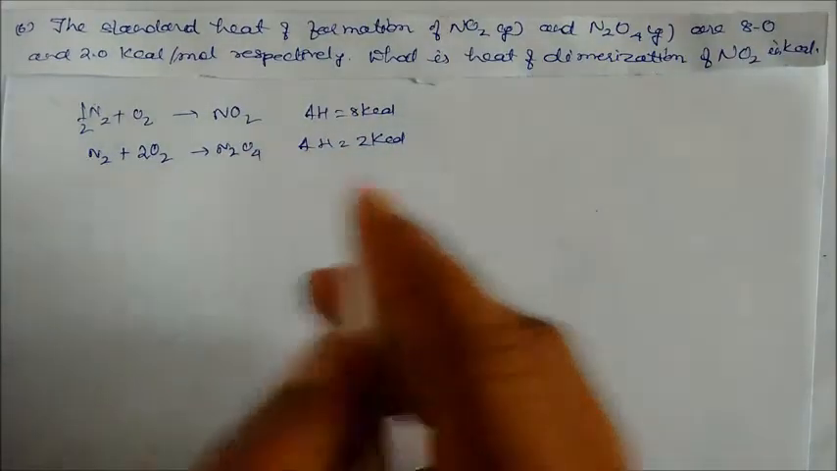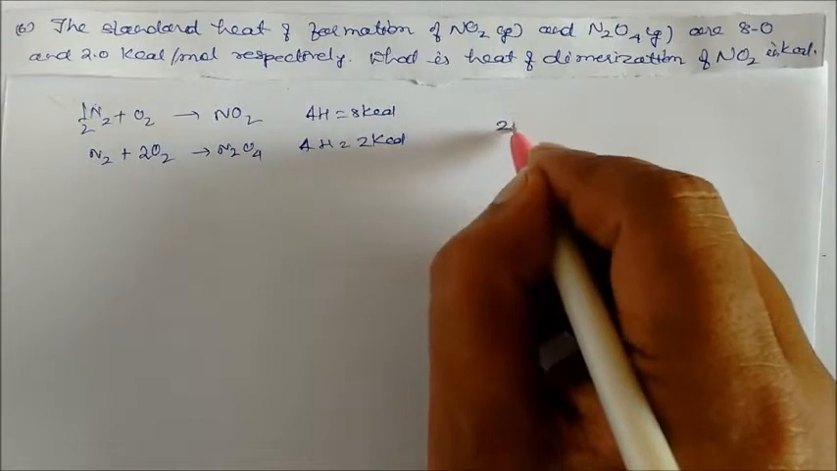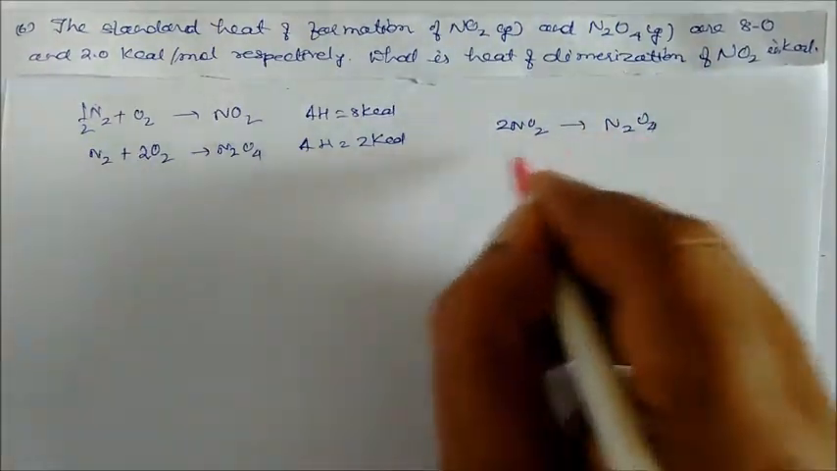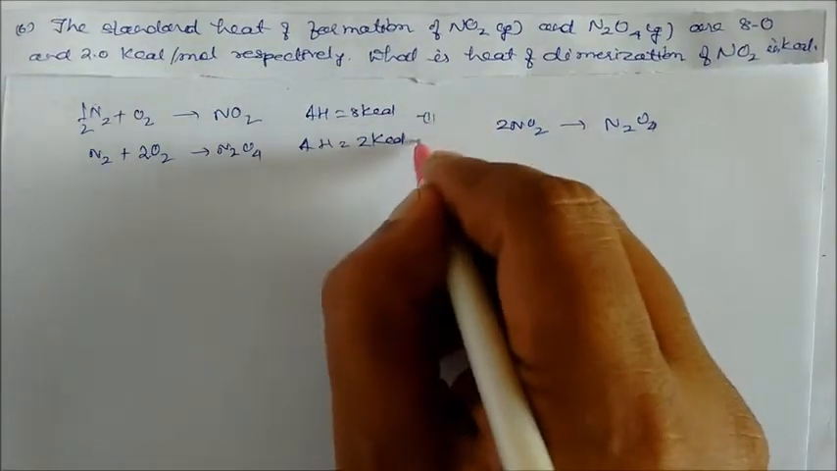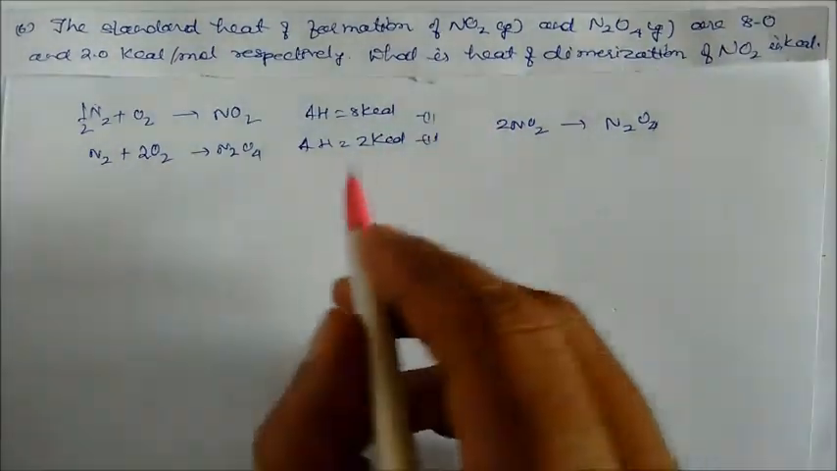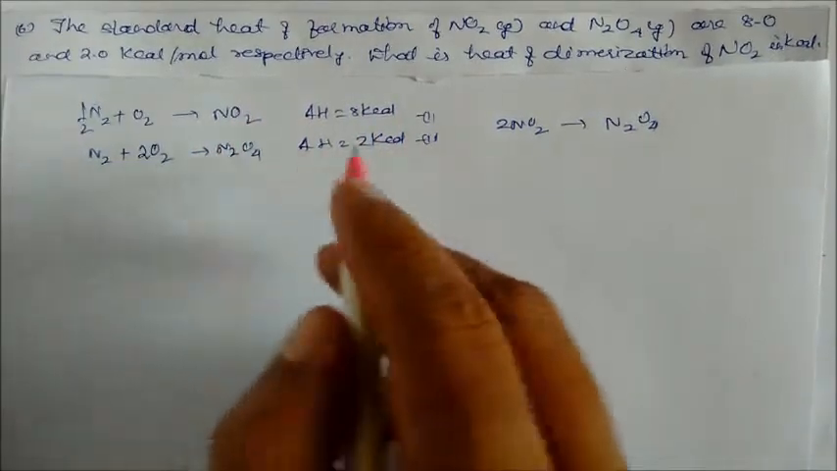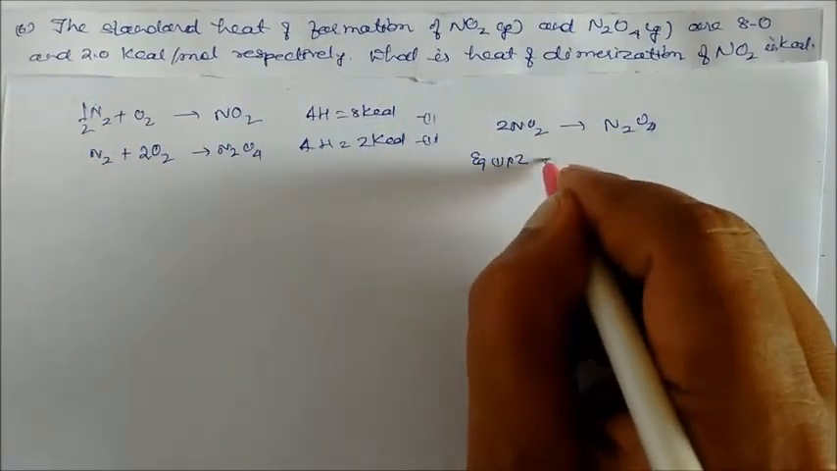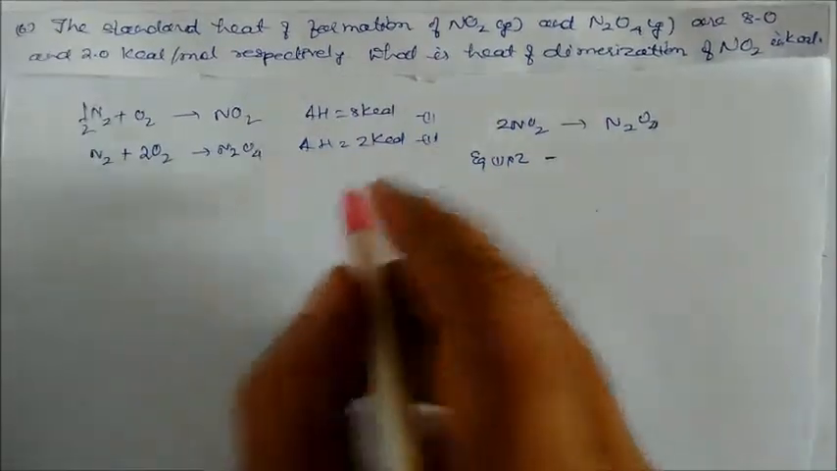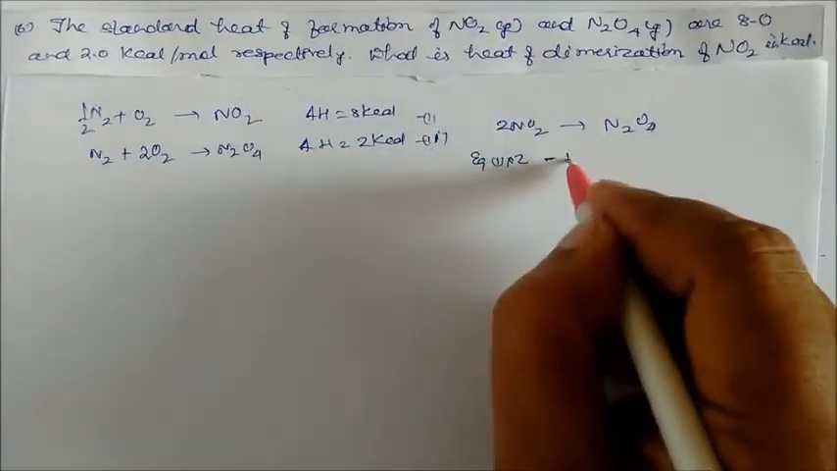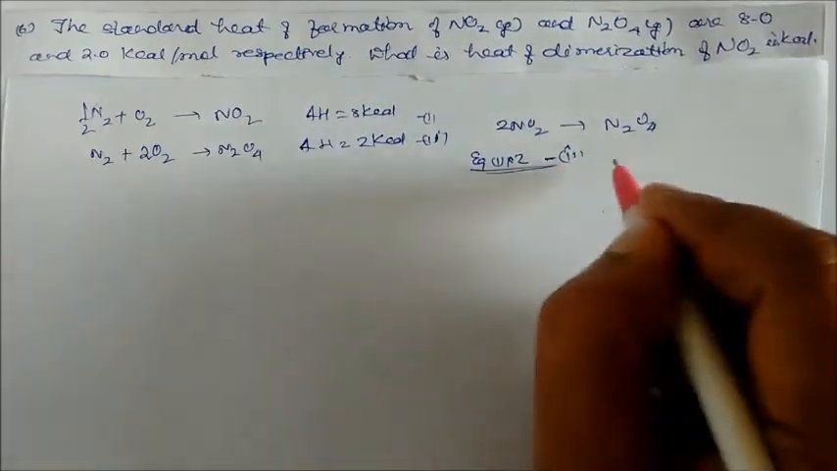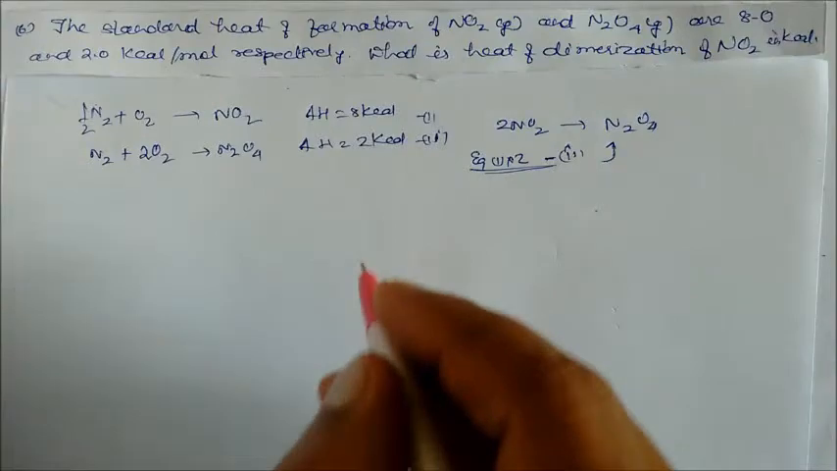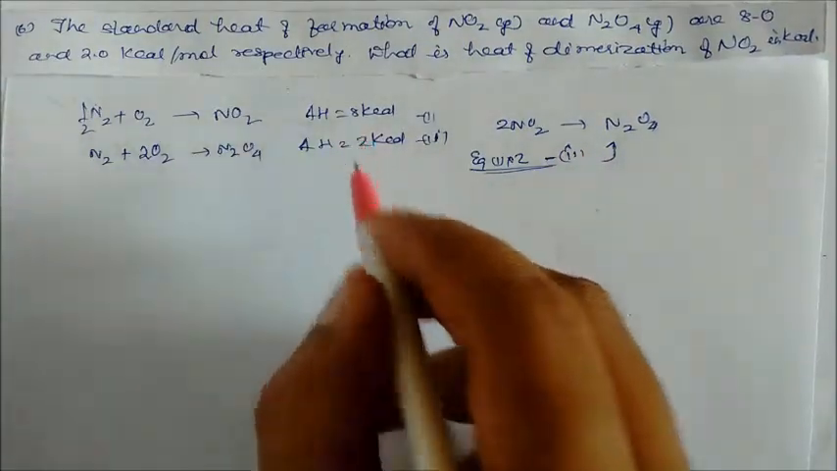But we have to write the equation 2NO2 giving you N2O4. This will be only possible, suppose this is equation 1, this is equation 2, if you multiply equation 1 into 2 and subtract it from equation 2. So we will get this equation, 2NO2 giving N2O4. In this case you have to multiply the heat also.